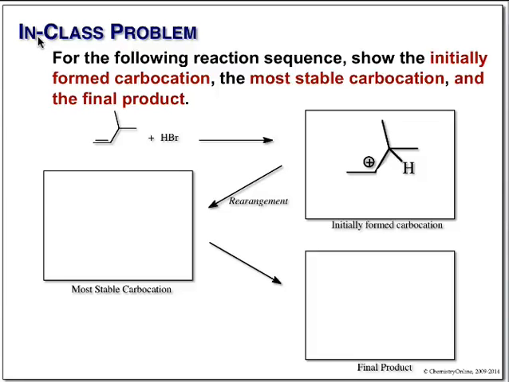The rearrangement we're going to do here is going to be a 1,2 hydride transfer. That is, hydrogen with its electrons is simply going to slide from here to here. When it does, we will go from our secondary carbocation to our tertiary carbocation, which is our most stable.